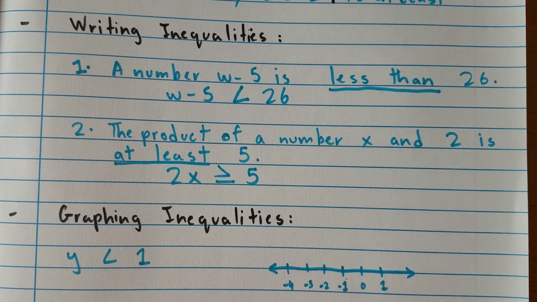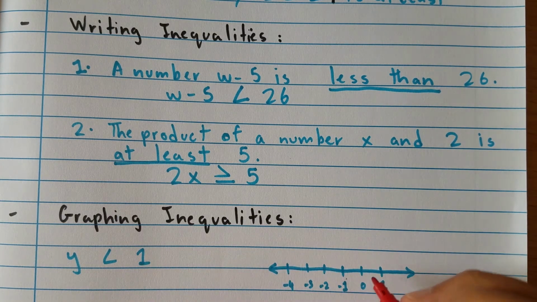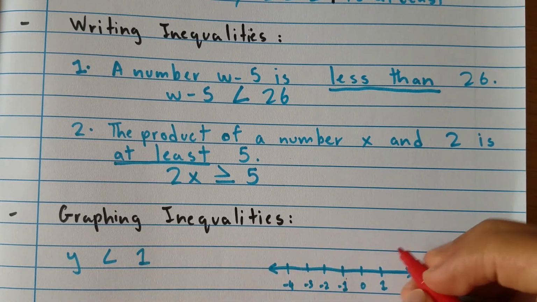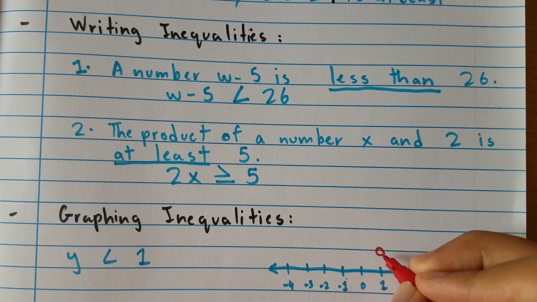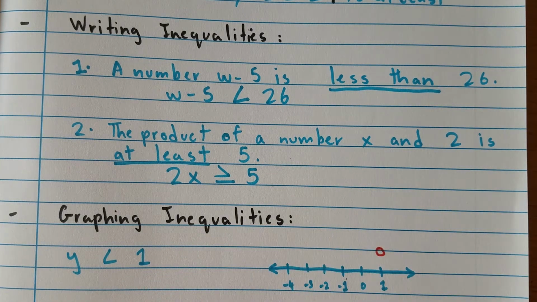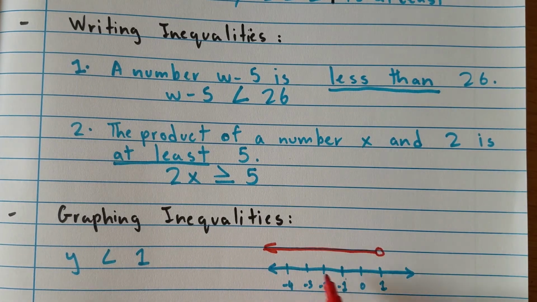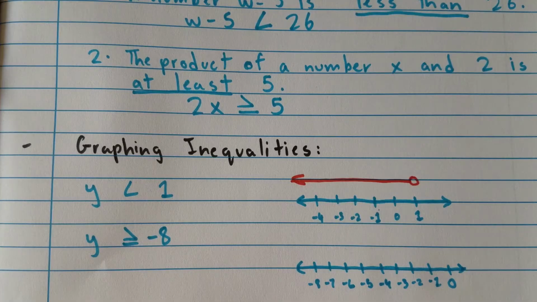So I can mark the point where the inequality starts from, and that is not including 1. So we put a circle without it being filled because 1 is not included. And then I can see it's less than 1, so I can draw the line backwards. So all these numbers are true for y.